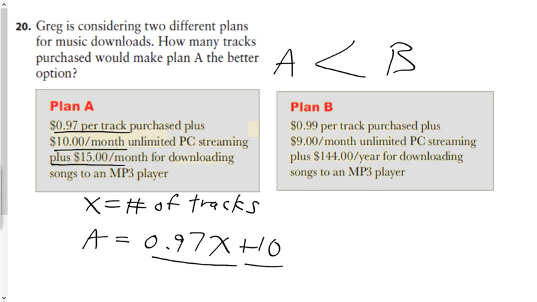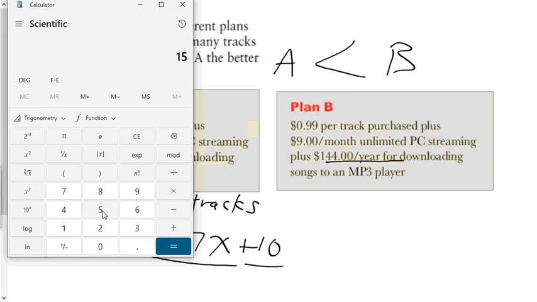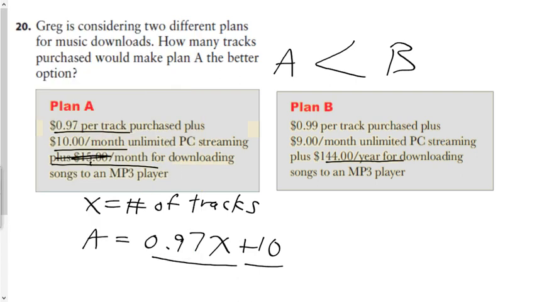Got it. But it's also $15 a month for downloading songs to an MP3 player, which you have no idea what it is. This one's $144 per year. So what I need to do is figure out, first of all, how much the downloading songs onto your MP3 player is going to be. So it's $15 times, excuse me, for 12 months. It's $180 a year, 180 per year. Plus $180 for MP3 downloads.